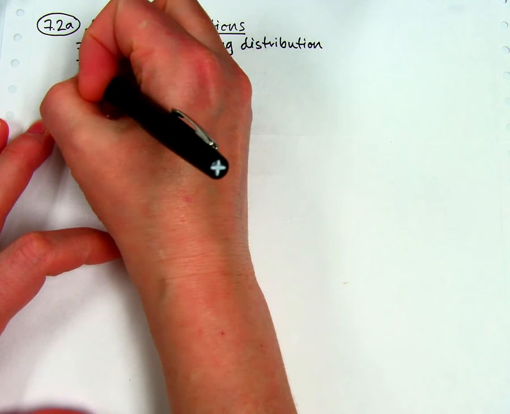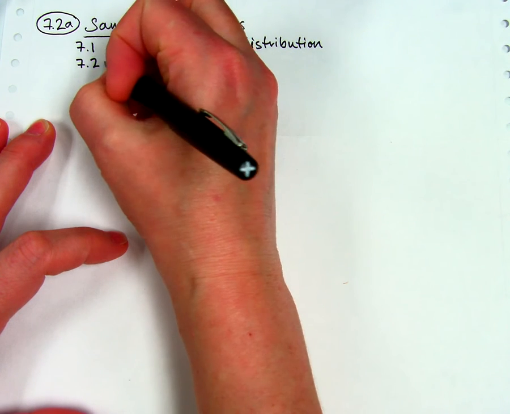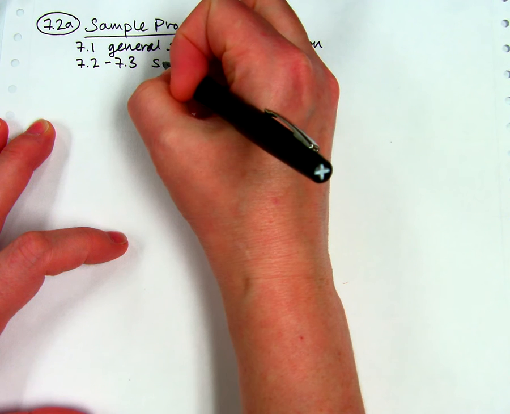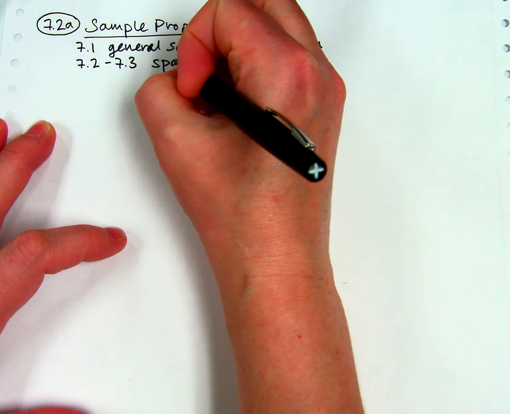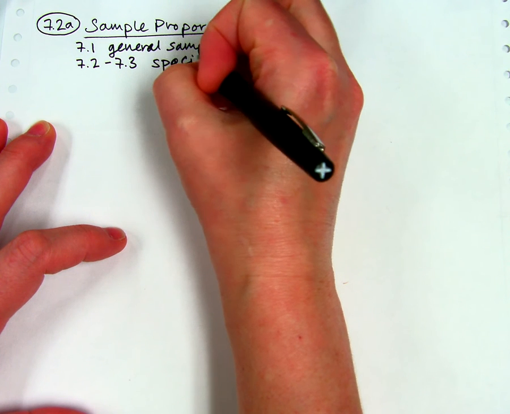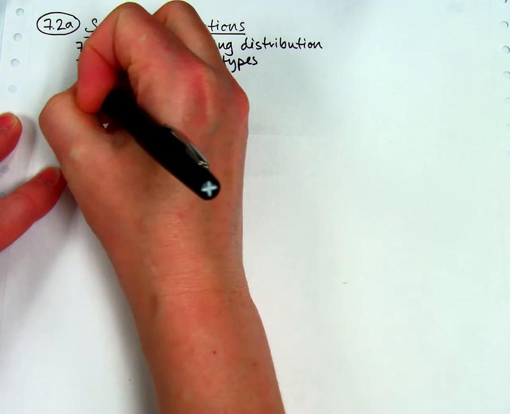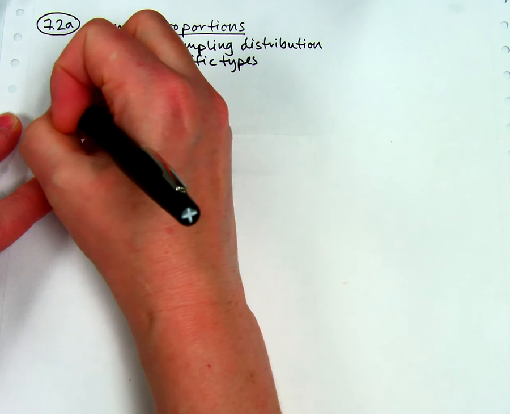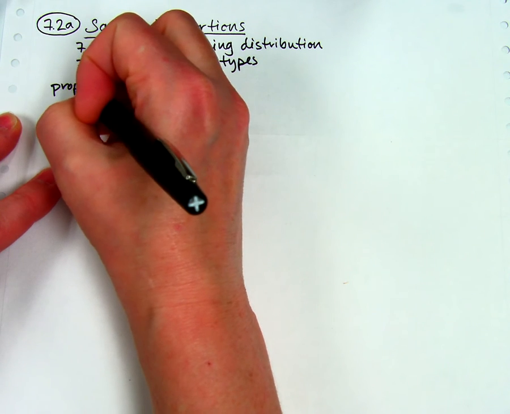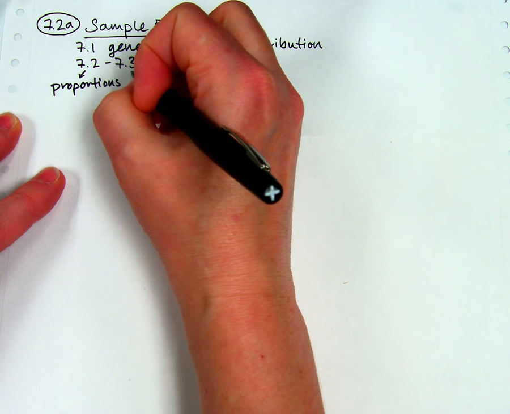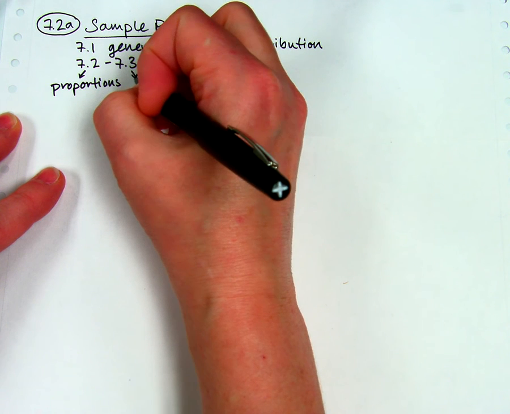7-2 and 7-3 are where we focus in on specific types, and those two most common ones that I told you about are the topics that we're going to do for the rest of this chapter. So 7-2 is about proportions, as you can see from the title. And then towards the end of next week, we'll start in on 7-3, which is means.